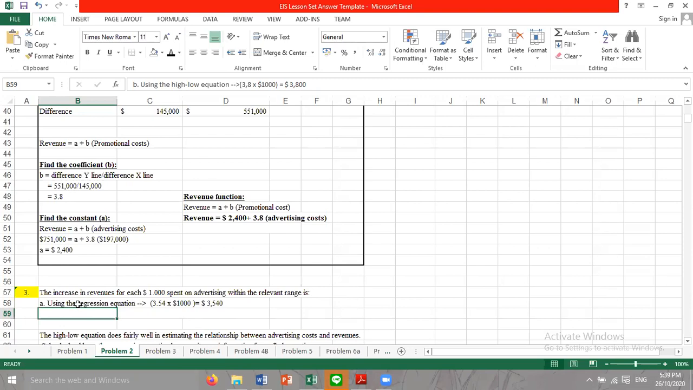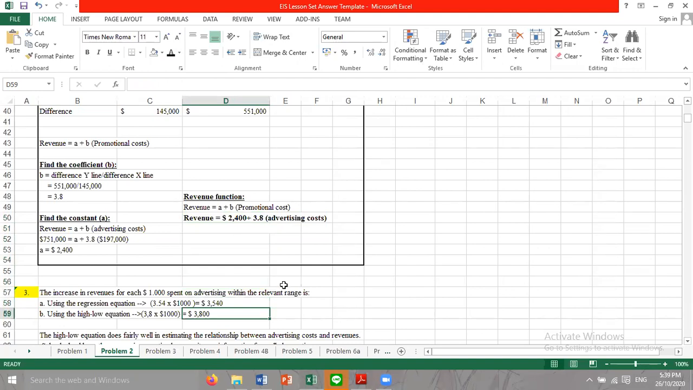Now the same goes for the high-low method. The only difference is that we use the linear equation we got from the high-low method, which is revenue equals 2,400 plus 3.8 times advertising cost. In this case, we will get the answer to be 3,800 because as usual, it's just the coefficient times the change in X, in which the change in X was 1,000. So this is our answer.